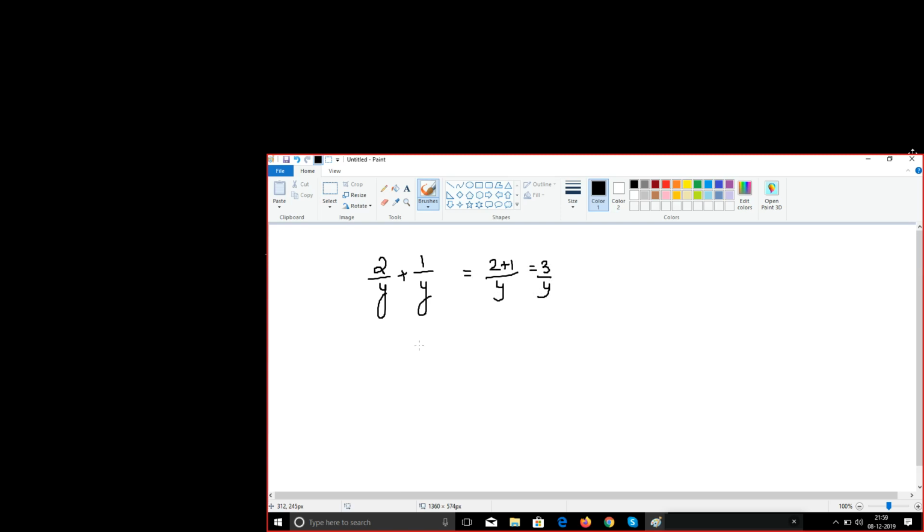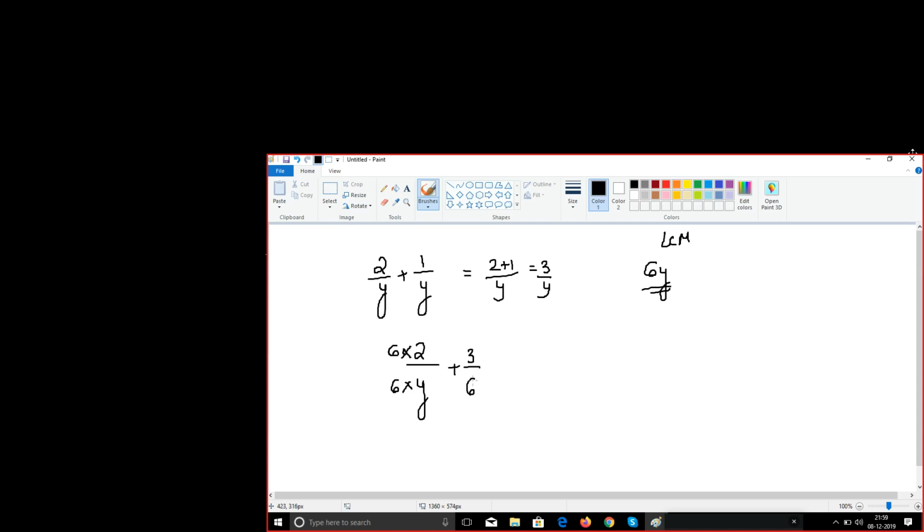Same as if the fraction is 2 divided by y plus 3 divided by 6. Now clearly you see that y and 6 are not the same, so you have to make the denominator the same. The main thing is we have to find the LCM. For 6 and y, the LCM is 6y, just their product. If I want to make y as 6y, I have to multiply it by 6, and then I have to multiply the numerator by 6 as well.